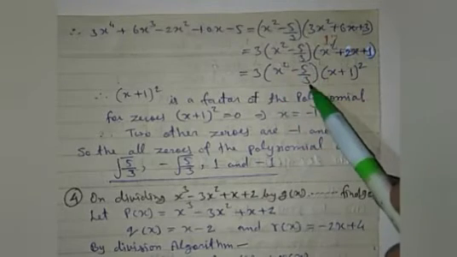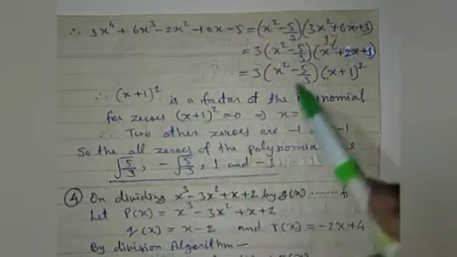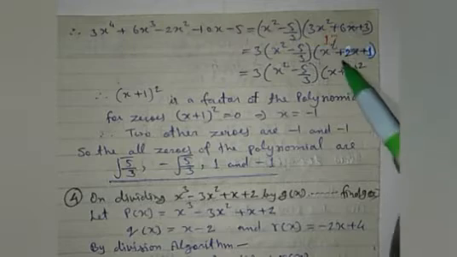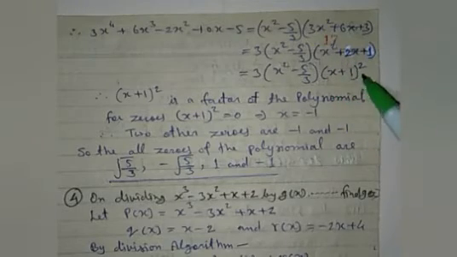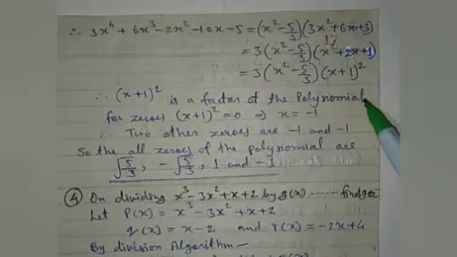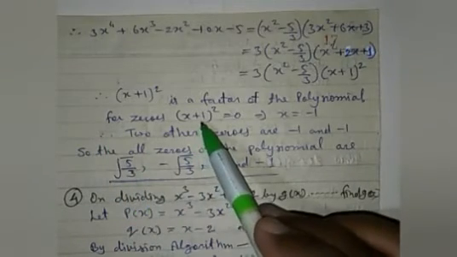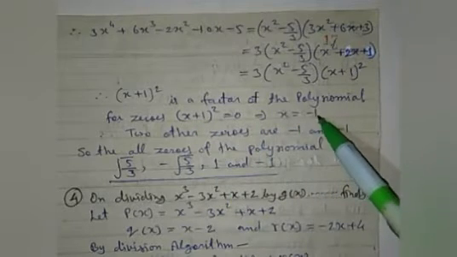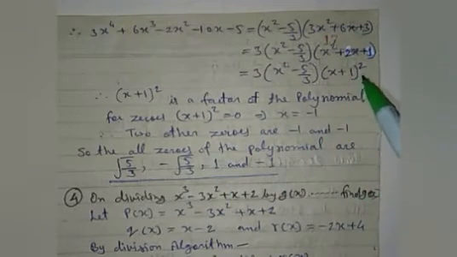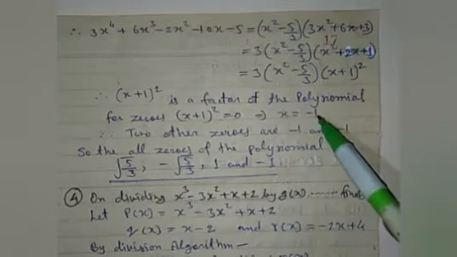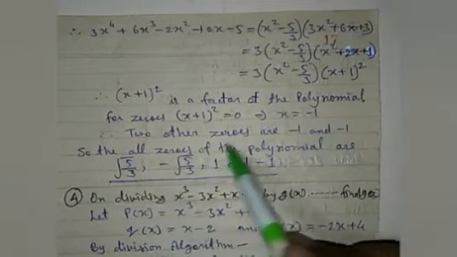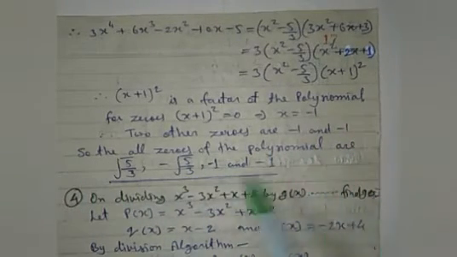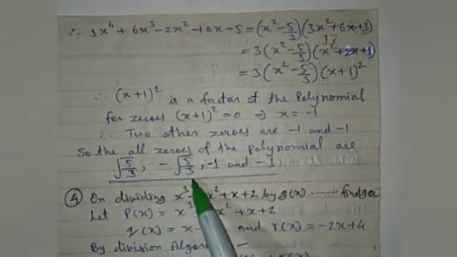The factor x square minus 5 by 3 was given. So here the roots will be root 5 by 3 and minus root 5 by 3. So you have to take only consideration of x plus 1. So x plus 1 square is a factor of the polynomial, and for zeros x plus 1 will be equal to 0. Hence it will give x equal to minus 1. So here x plus 1 is coming 2 times. So x equal to minus 1 zeros will be 2 times. So the 2 other zeros will be minus 1 and minus 1. So all the zeros of the polynomial are root 5 by 3, minus root 5 by 3, minus 1 and minus 1.